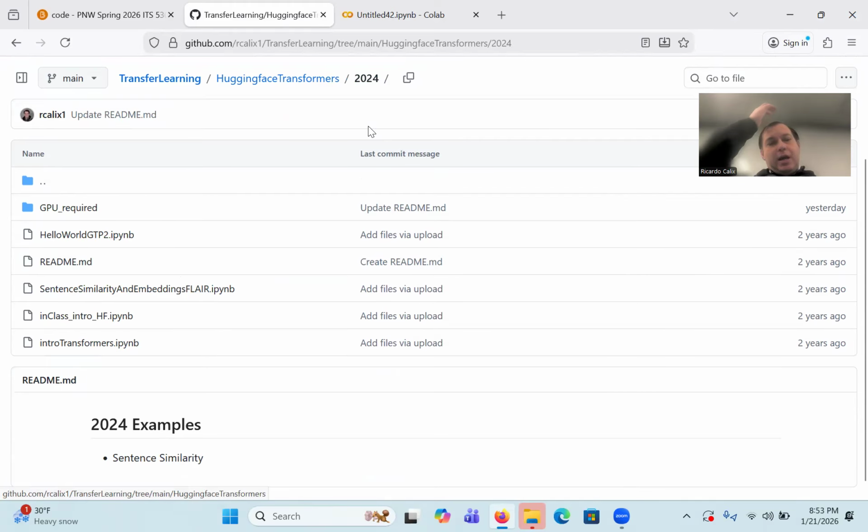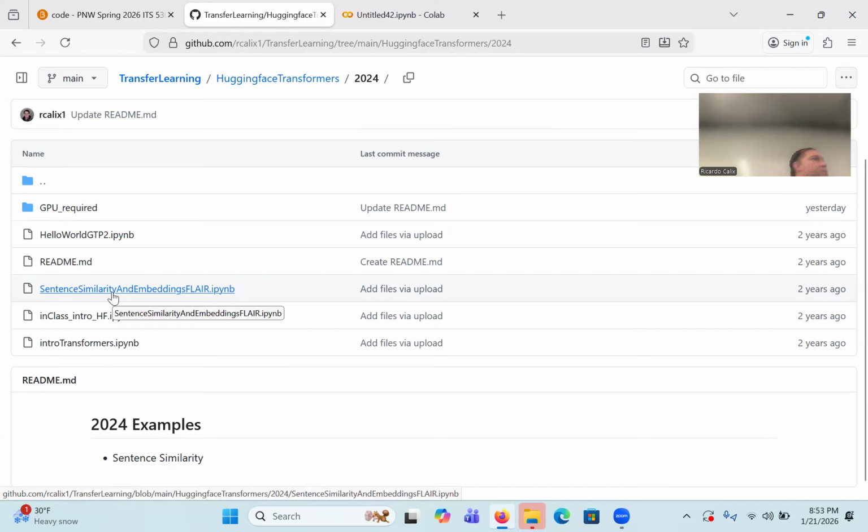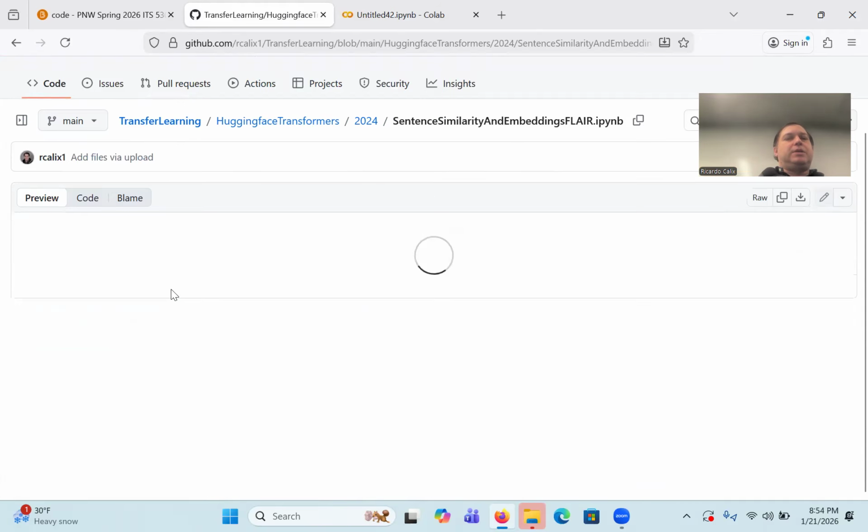But there's one more thing I want to cover before we do that, and that's here. We're going to wrap up the concept of embeddings, right? I want to wrap it up with this example that I put together. This is called a sentence similarity and embeddings script using something called Flair, which I think was made by Meta when Yann LeCun was there as director. So let's take a look at this one.